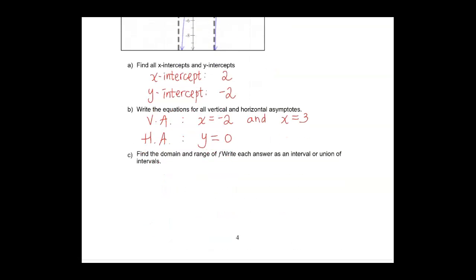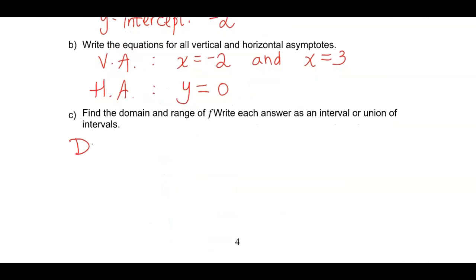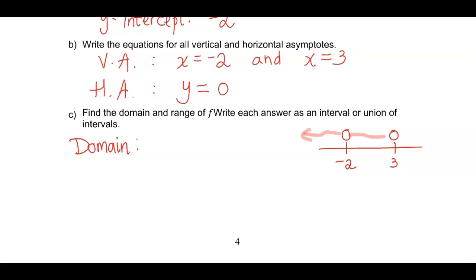Now remember, for the domain, you always just look at the vertical asymptote. Okay? It's going to be everything except for -2 and +3. It helps me to draw a number line. So here's my -2. Here's my +3. Open circle over there because we're not allowed to have those. But we're going to have all the way to the left from -2, everything in the middle, and everything to the right of 3. So here's the domain, okay?